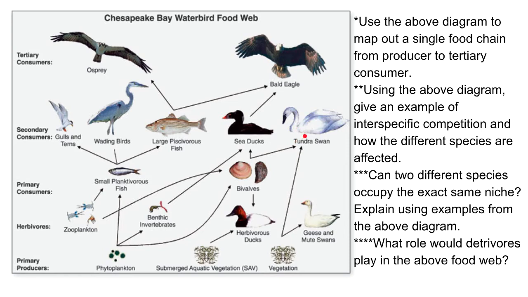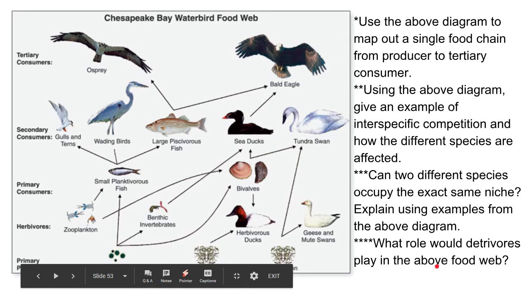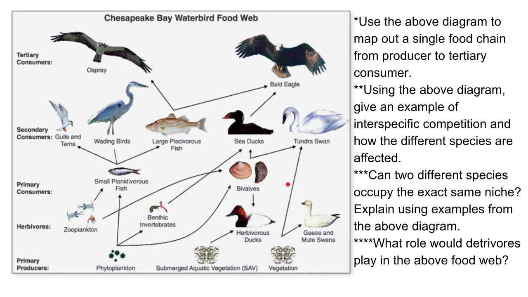Now, the way this works, they're both eating bivalves and there's competition for bivalves, but the sea ducks are also eating benthic invertebrates. So we have some resource partitioning where they overlap in one respect, but they don't occupy the exact same niche. Now, again, coming back to detrivores, what role would they play in the above food web? Anything that dies, vegetation that dies, you have to have things that break down dead material and recycle the nutrients back into living things.